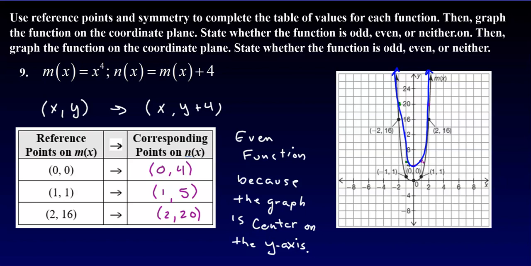And well, first of all, again, the base function is even in terms of degree. So it's either going to be even or neither. And then since the graph centers on the y-axis, it's an even function as well. And with that, that's how we use reference points and symmetry to complete the table and graph the function.